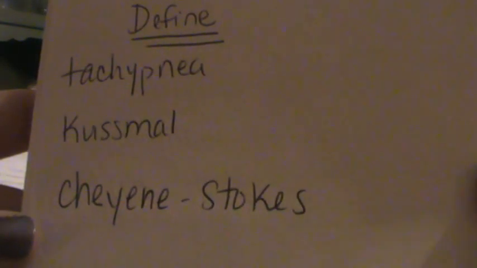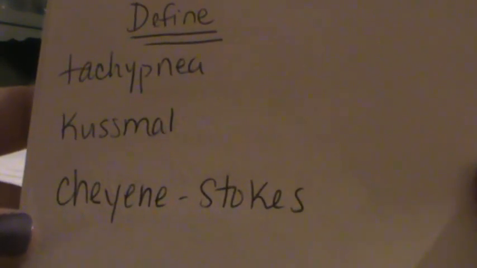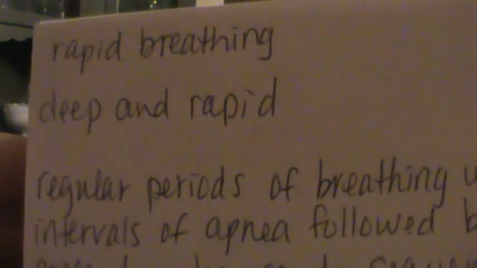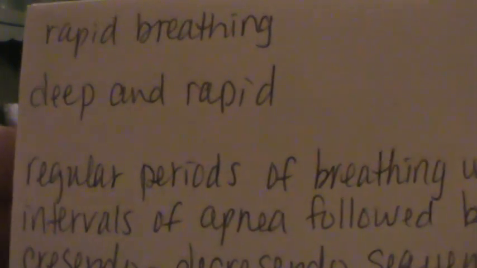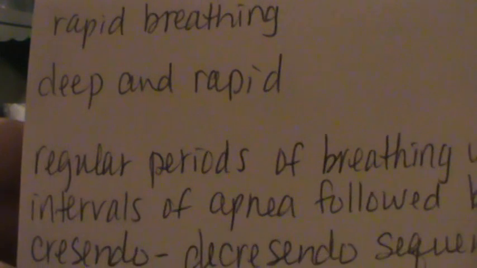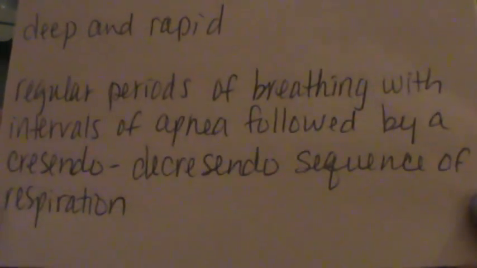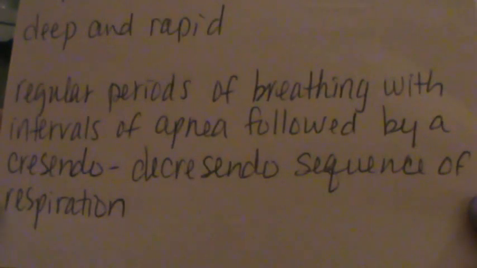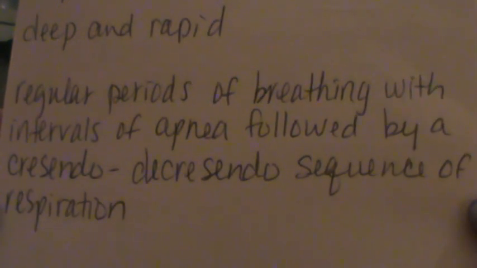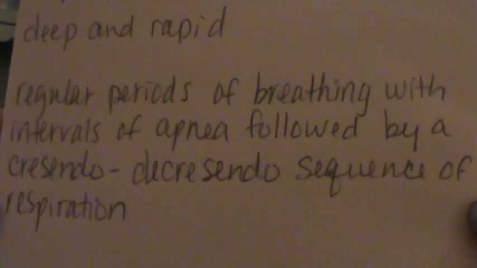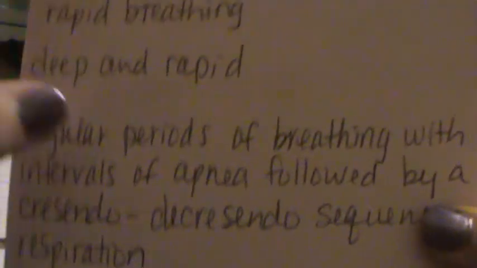Okay, so define some terms. Define tachypnea, define Kussmaul's respirations, and define Cheyne-Stokes respirations. So tachypnea is rapid breathing. Kussmaul's respirations are deep and rapid. And then Cheyne-Stokes respirations are regular periods of breathing with intervals of apnea, followed by a crescendo and decrescendo sequence of respiration.